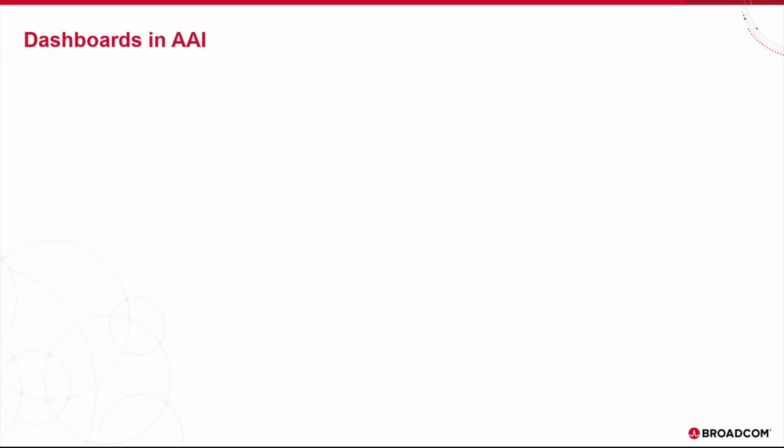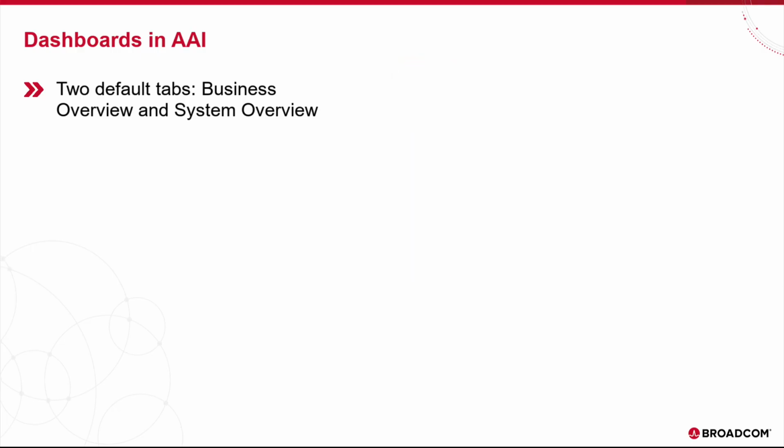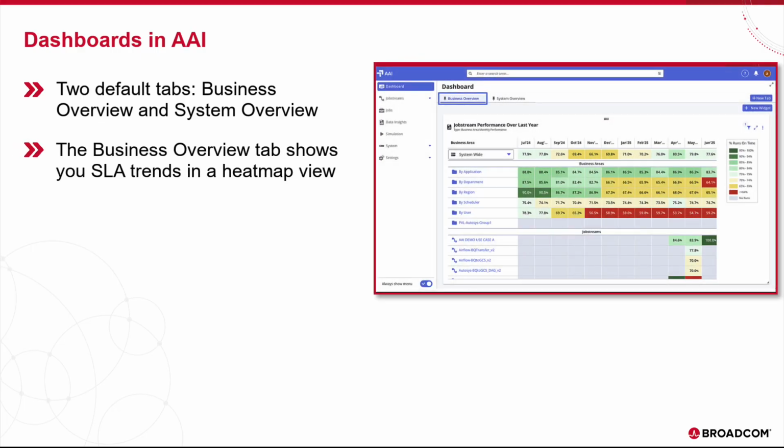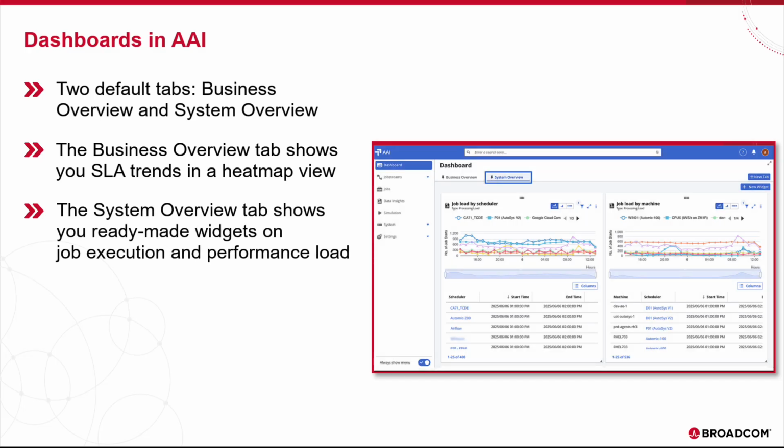When you first log into AAI, you land on the dashboard page with 2 preloaded tabs: the Business Overview and the System Overview. The business overview shows a 12-month heat map of SLA performance across business areas using color-coded cells. The System Overview tab includes ready-made widgets that show key snapshots of your workload performance. Widgets on your dashboard are built on specific data insights and offer real-time charts and tables that refresh automatically.